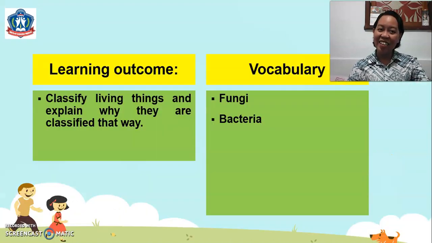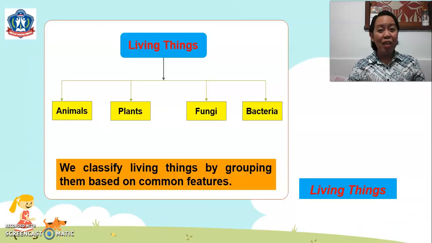Let's get started. For our learning outcome, we will classify living things and explain why they are classified that way. For our vocabulary, we will focus on these two words, fungi and bacteria. So take time to check their meanings if you have a dictionary at home, or you can Google it in Cambridge Dictionary online. Last week, we started learning about animals and plants. So for this week, we will continue learning about fungi and bacteria.